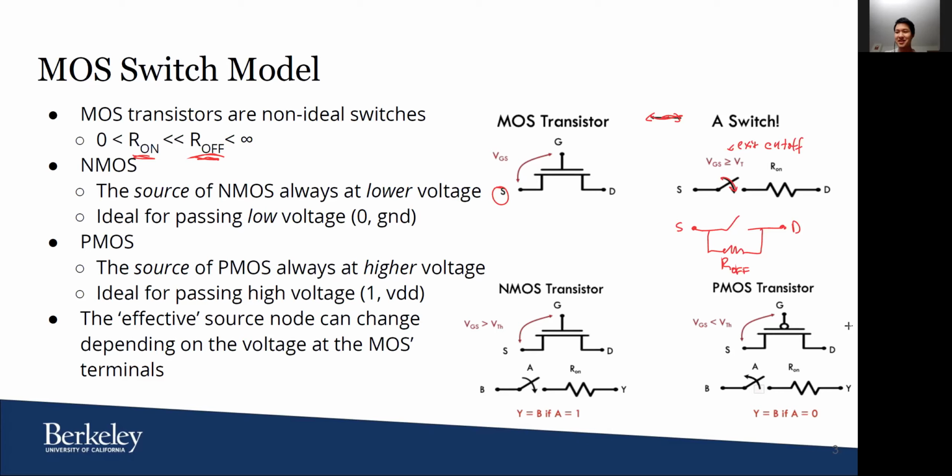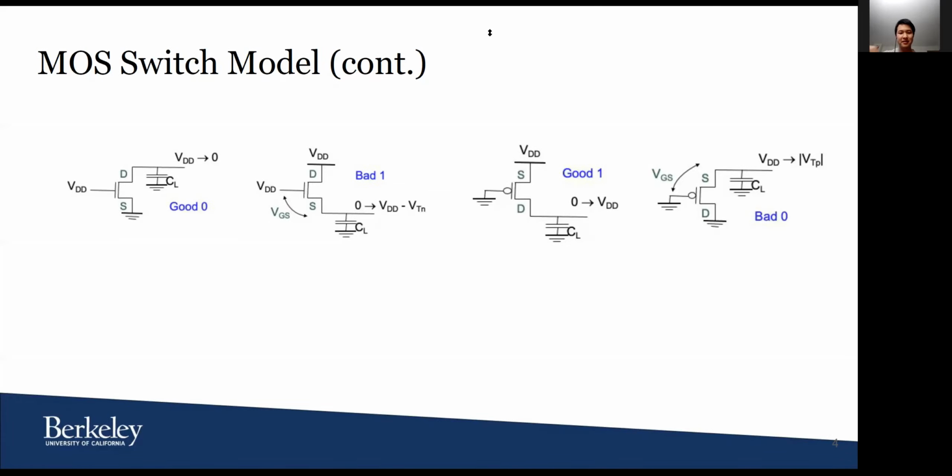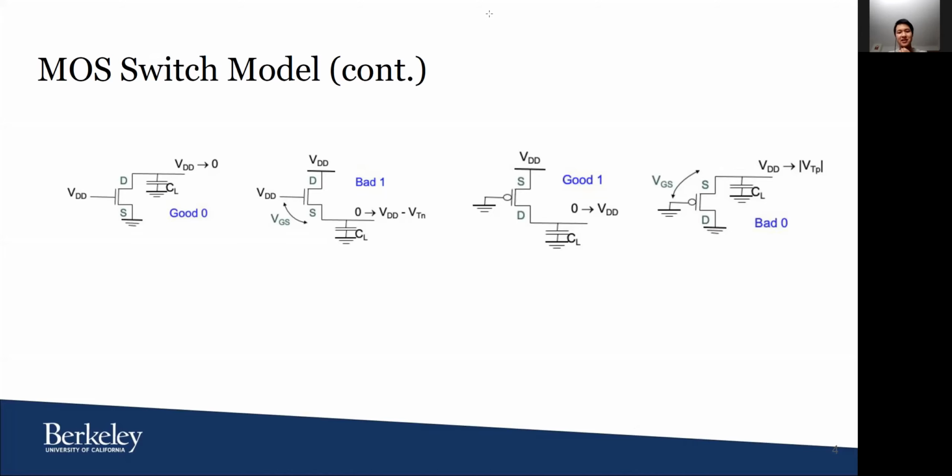Okay. Moving on then. All right. So let's analyze these switches. Okay. And basically, let's go one by one and see what happens to the transistor and evaluate why these say they are good zeros, bad ones, good ones, and bad zero. Okay. So in the first example, what we're doing is we're actually doing a step transition up to VDD.